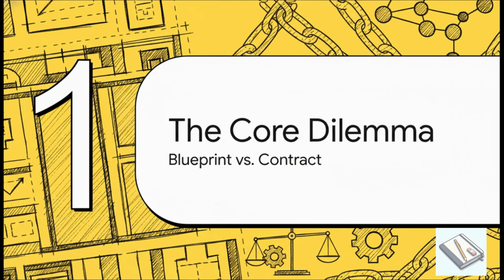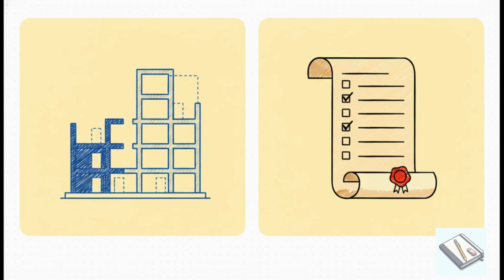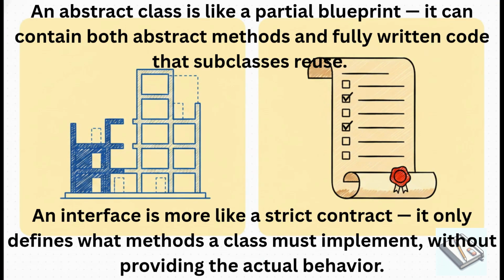To really get this, we have to start with the core concept, the main philosophical difference between the two. Here's the best way to think about it. An abstract class is like a partial blueprint. It can give you some of the structure, maybe some of the code is already written for you, but other parts are left blank for you to fill in. An interface, though, that's a rock-solid contract. It just lays down the law. It says, here are the rules. If you sign this contract, you must provide an implementation for all of these things.